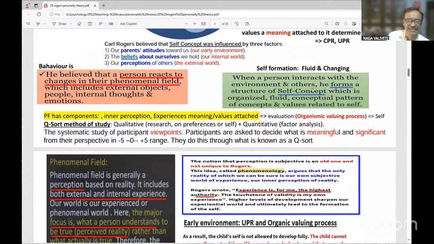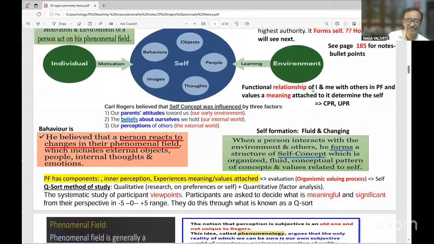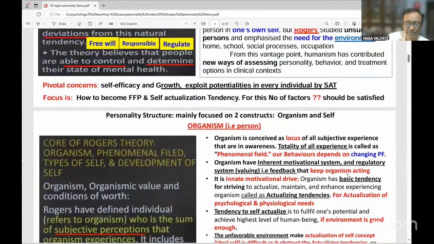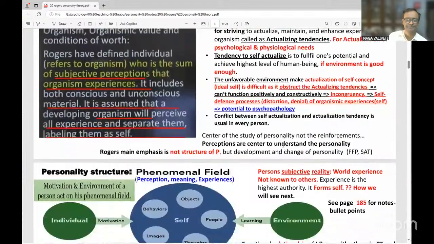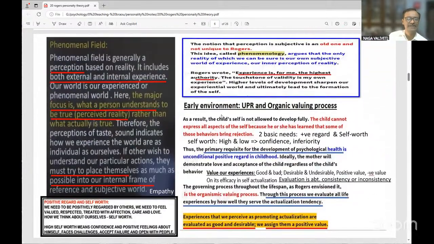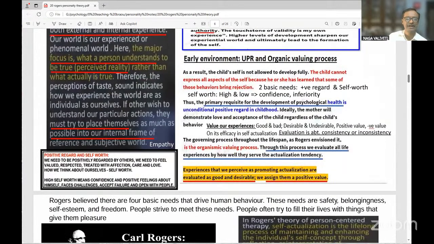It is changing. He also says that the phenomenal field is changing, right? Because of the changing phenomenal field, our behavior comes out. It also changes. So we have already studied about the method. Then early environment, unconditional positive regard, and organismic valuing process will create the self.